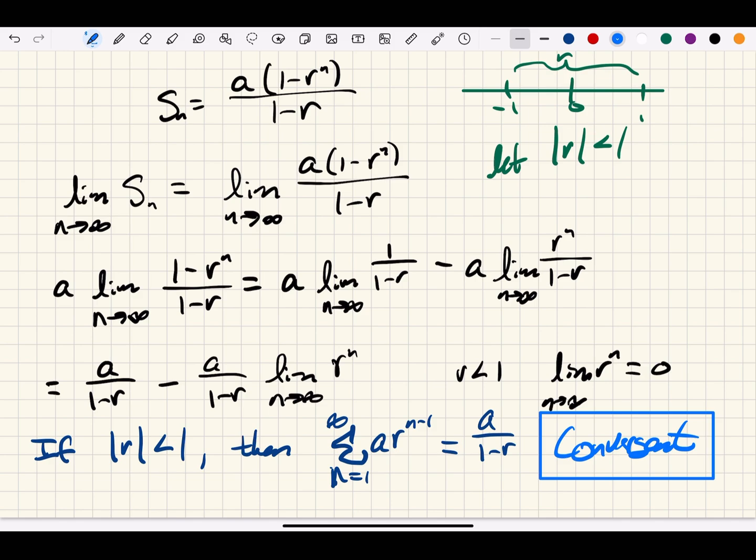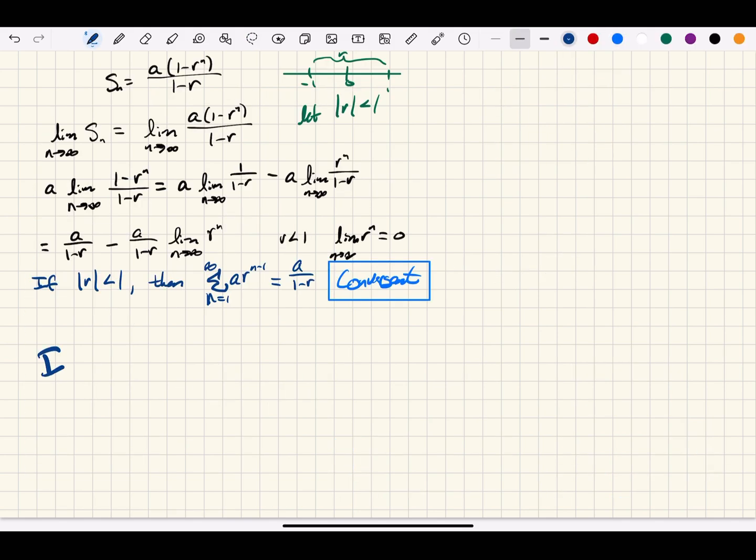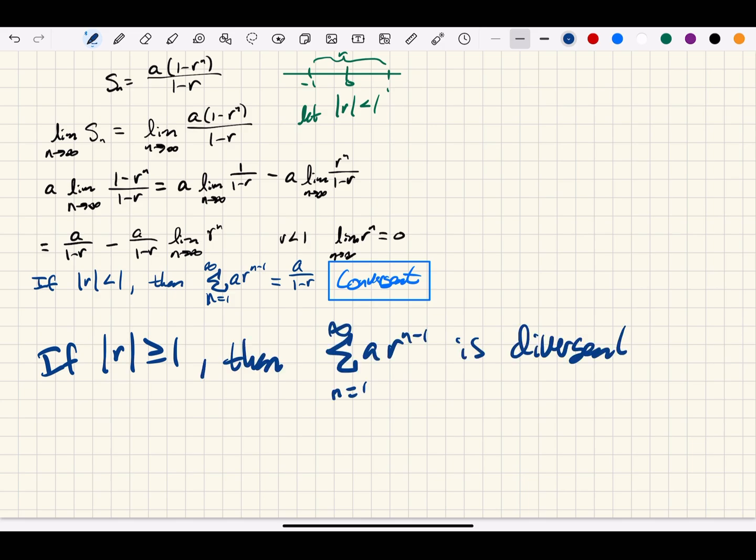Okay, now, here is the rest of that. If r is outside of -1 and 1, then the geometric series is divergent. Okay, so it's going to be real important that we're able to identify when something is geometric. It may not look geometric, but maybe we can manipulate it so that we can see that it is geometric.